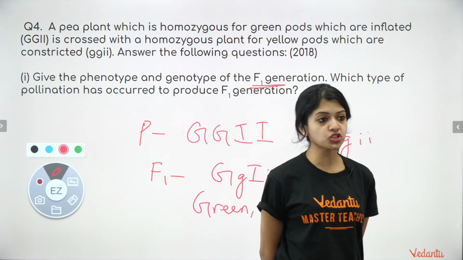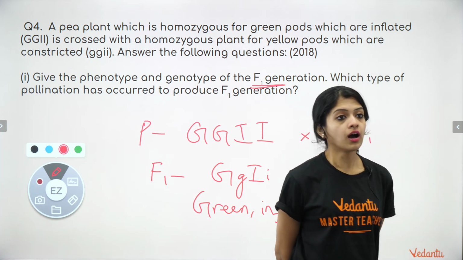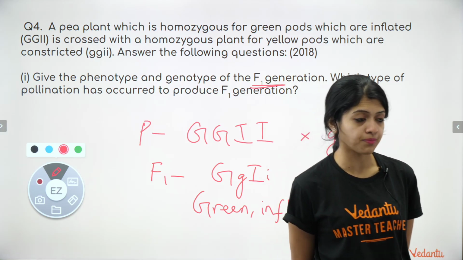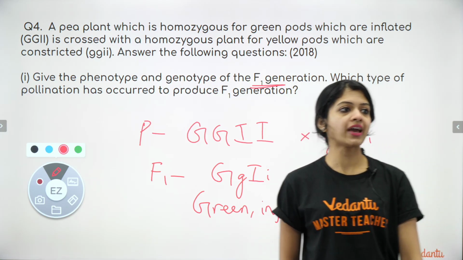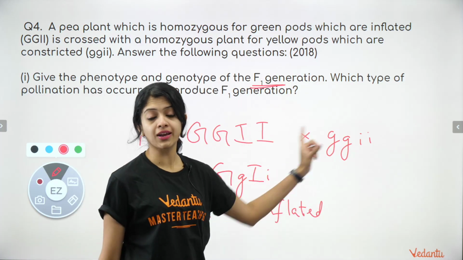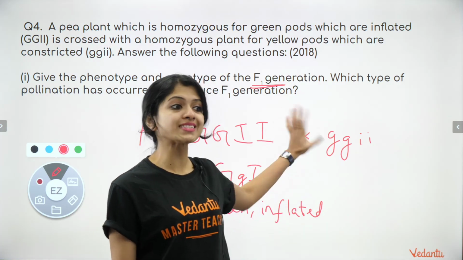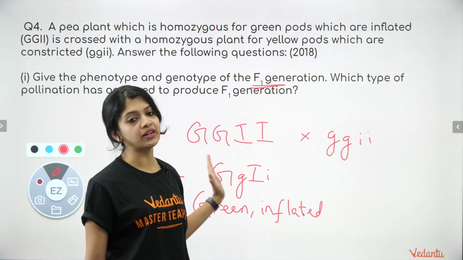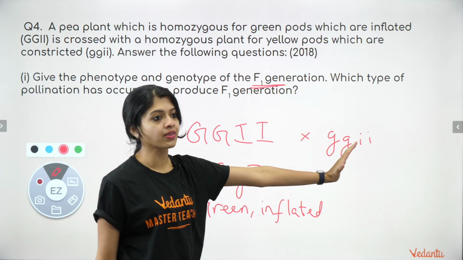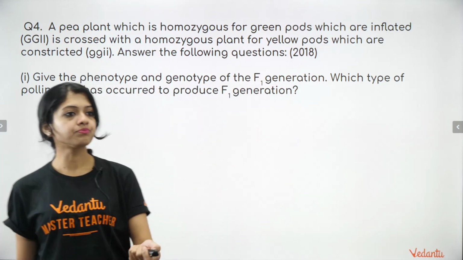Which type of pollination has occurred to produce the F1 generation? Cross-pollination. Very good, Harsh. It's not self-pollination. The two parents are different, right? From that itself, it's very obvious. It's not the same plant or the same kind of plant. It is two different plants, one with a dominant phenotype, one with a recessive phenotype. So that is our answer to question number 1.